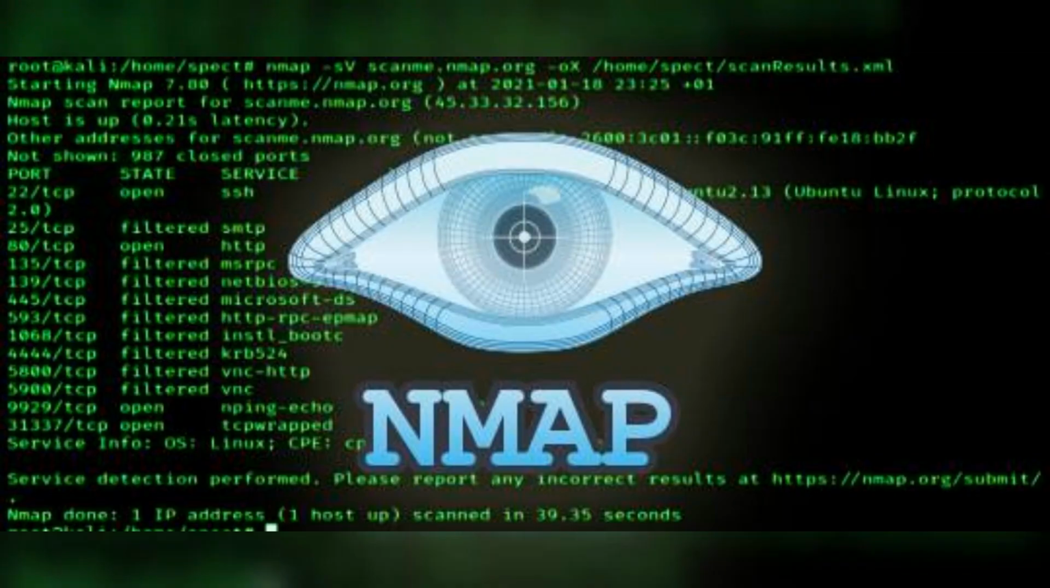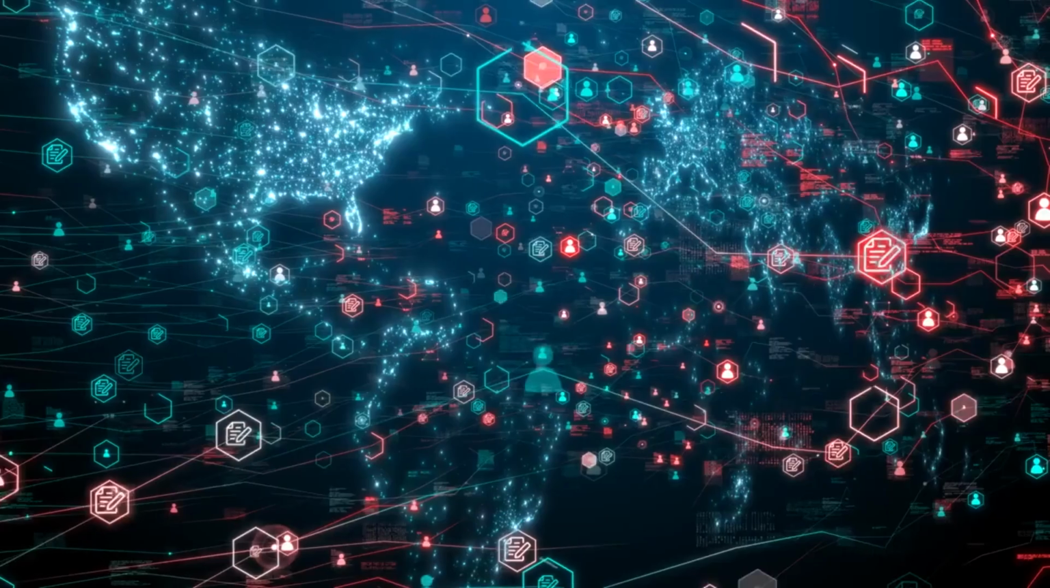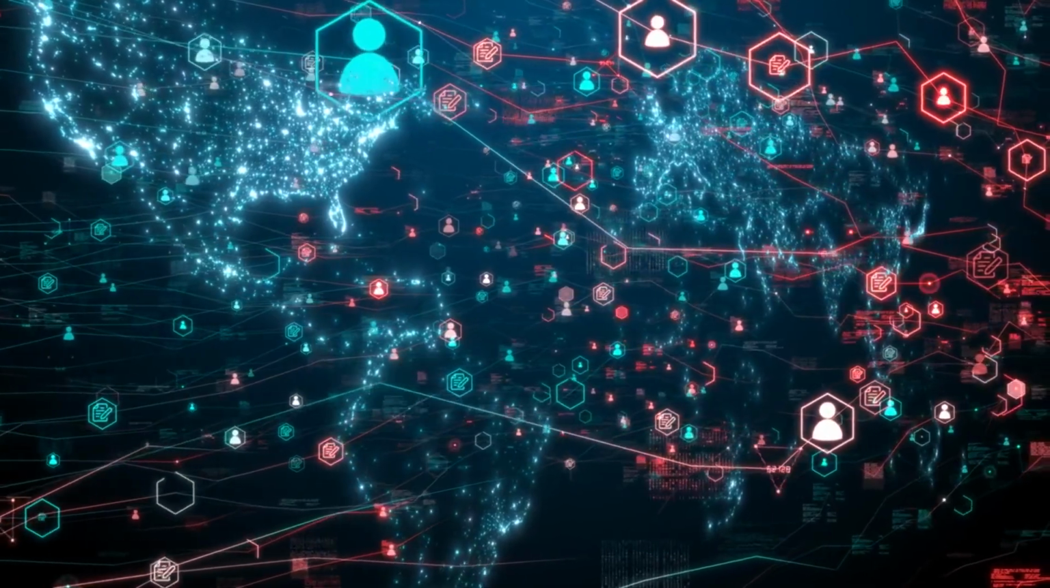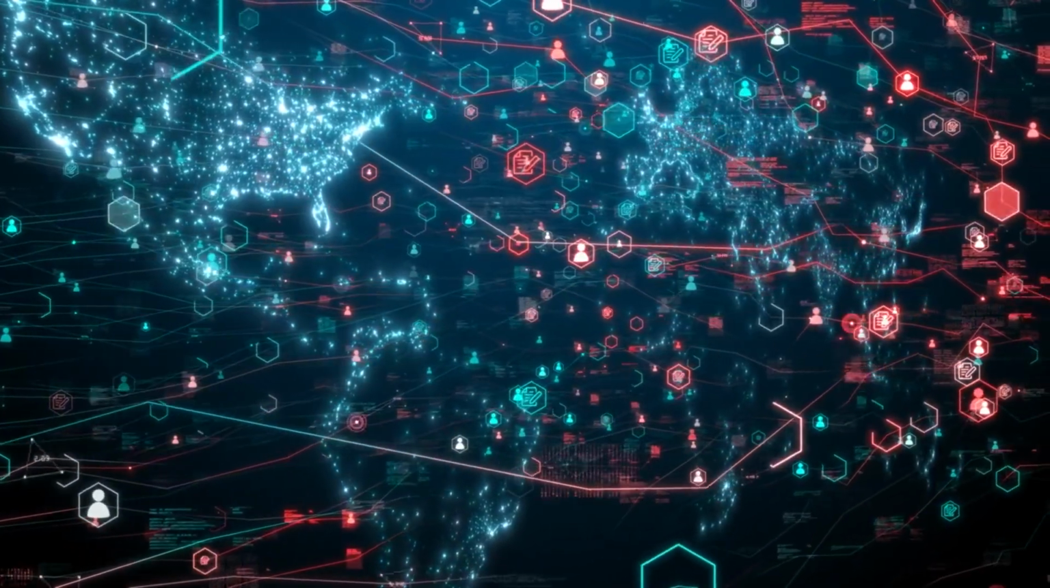First, let's talk about what Nmap is and what it can do. Nmap is widely used for security auditing and network inventory. It can identify what devices are running on your network, what services those devices are offering, what operating systems they are running, what type of packet filters, firewalls are in use, and many other details.